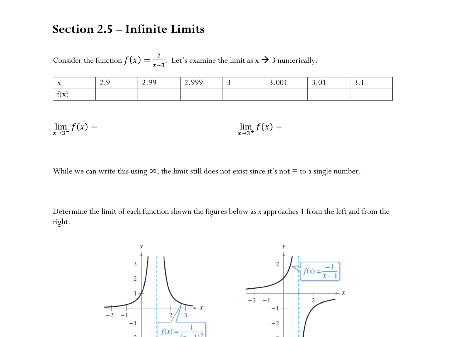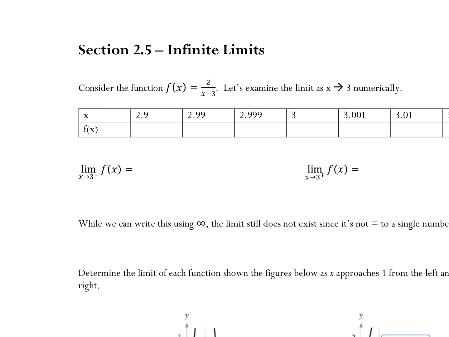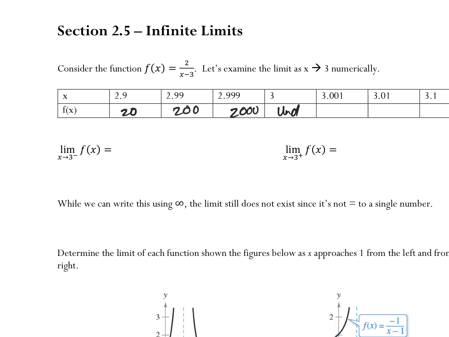Okay, so as we put these in, did you guys get 20 here? And then 200? And then 2,000? And then undefined? Does this feel about right? Okay. And really what's happening is, as we did this, we ended up with 2 over 0.001. Is everybody good? And so what's happening, the top is staying 2, the bottom is approaching 0.